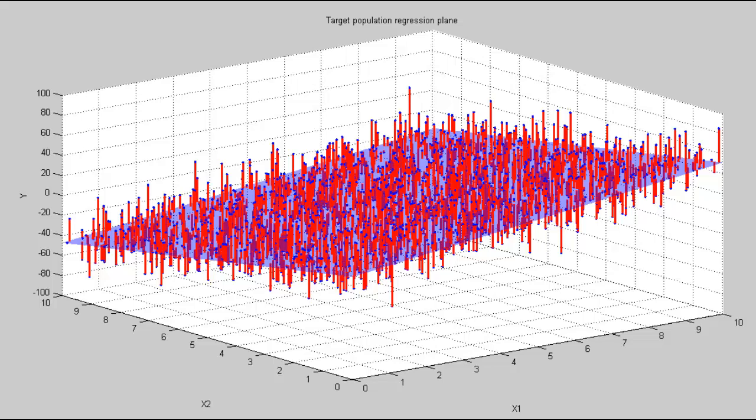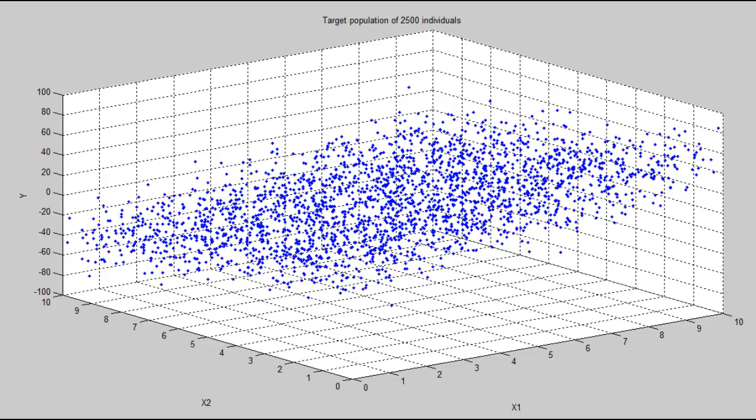And if we were to look at a histogram of all of these red lines, we would see that they have a normal distribution with a mean of 0. So some of the data points are above the structural portion. Those are the positive data points that were generated by the random number generator. And some of them are below the structural portion. Those are the negative numbers that were generated by the random number generator. Now, what I'm going to do next is, out of these 2,500 points, and these points represent an individual. Each of these points represents an x1 value, an x2 value, and a y value.